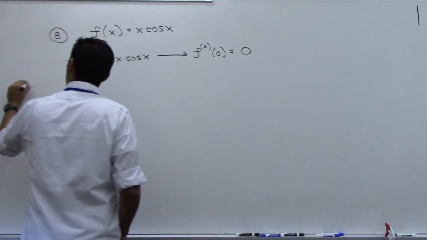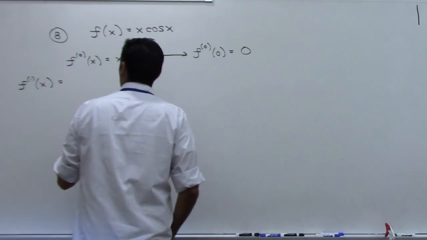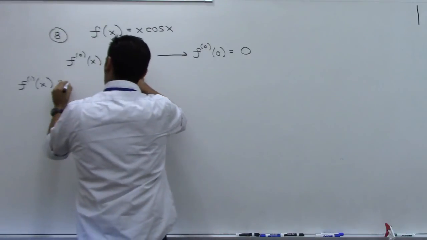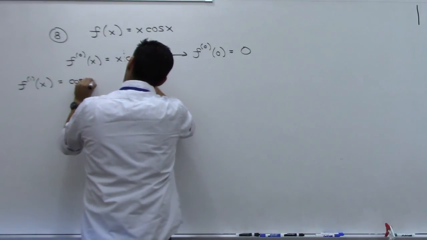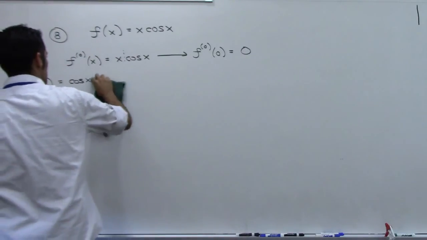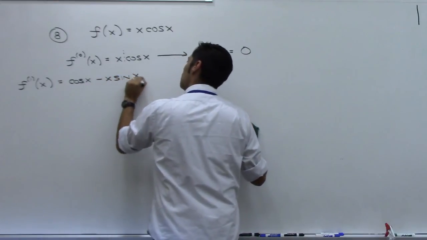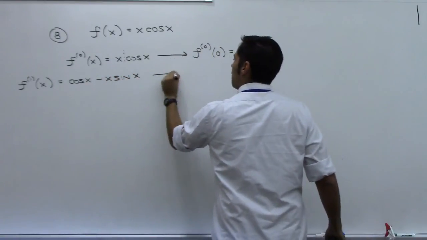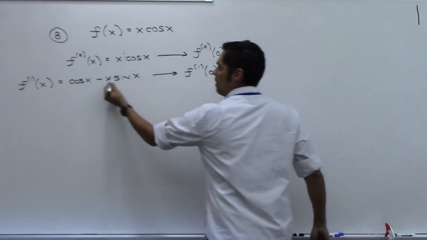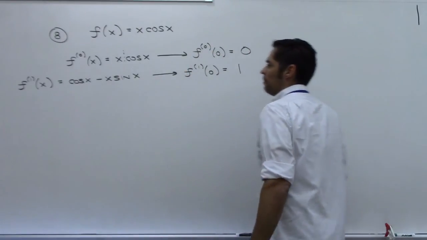Now the first derivative of this function requires a product rule. So the derivative of the first one is 1 times the second, plus the derivative of the second one, which is negative sine x, times the first one, so negative x sine x. Now, if I take that first derivative and I plug in 0, this goes away, but cosine of 0 is 1, so I get 1.